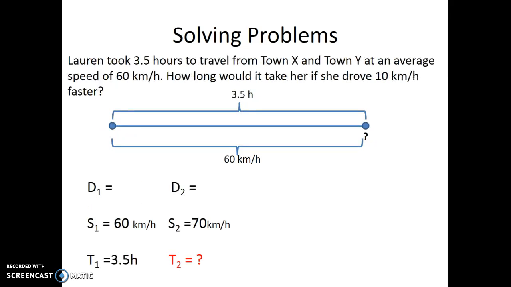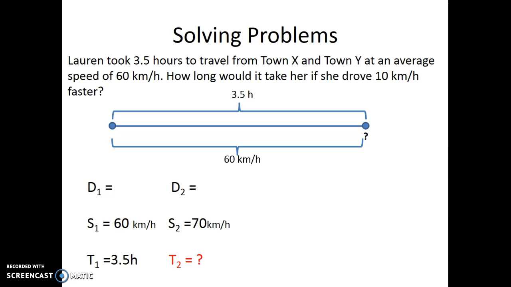Okay, Lauren took 3.5 hours to travel from town X to town Y at an average speed of 60 kilometers per hour. How long would it take her if she drove 10 kilometers per hour faster? So this is a multi-step problem. I bet you can do it on your own, so maybe you should just go ahead and try. Stop the video, try, and then come back and see if you're right.